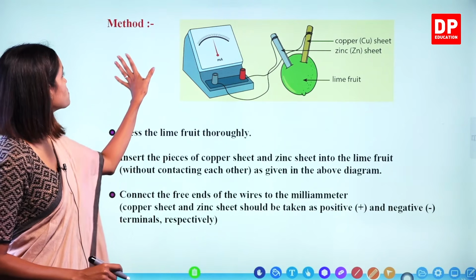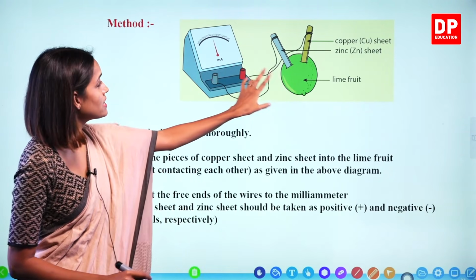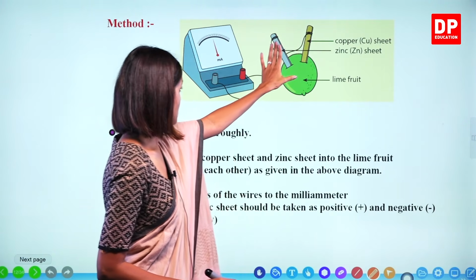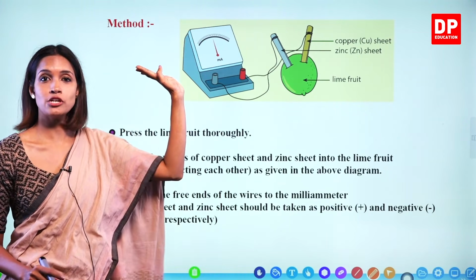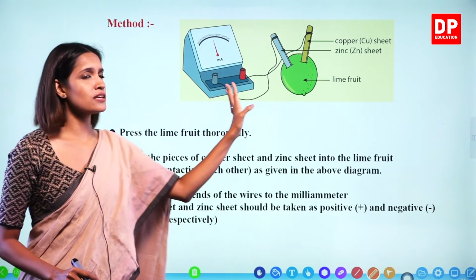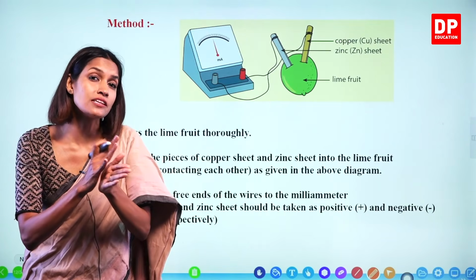Right. So under the method here we have the label diagram, right? So you have to take the lime fruit. You can see the copper sheet, zinc sheet, and this is the milliammeter, or the galvanometer also can be used, right? So what is the method? First of all, you have to take the lime fruit and you have to press it thoroughly.